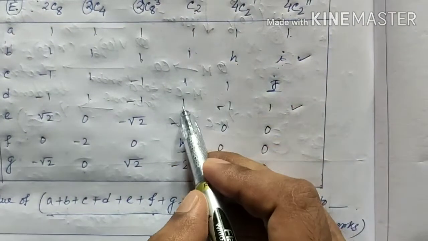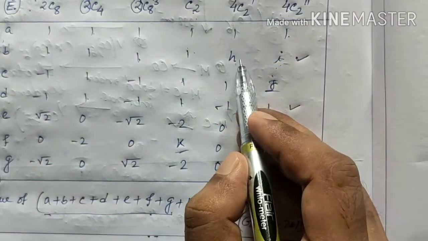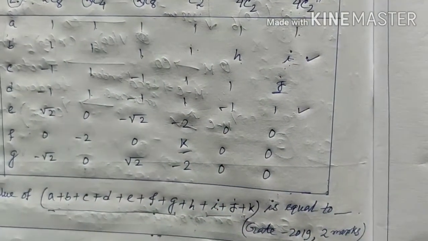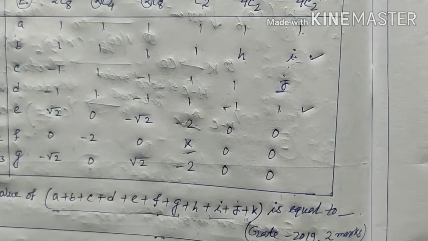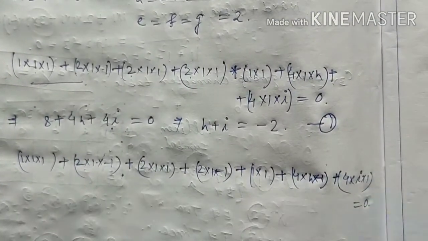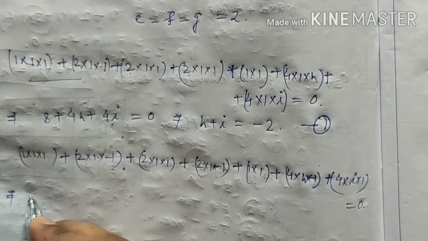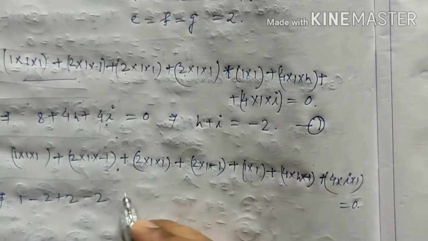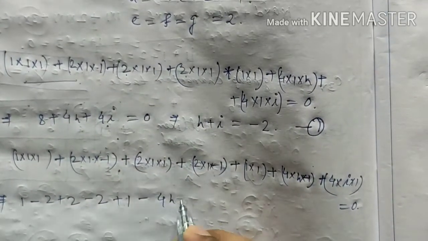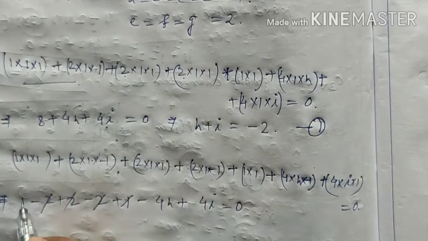plus 1 into 1 plus 4 into h into minus 1, at last 4 into I into plus 1, it will be equal to 0. I wrote this here as I said, and if we sum up this value, then it will be 1 minus 2 plus 2 minus 2 plus 1 minus 4h plus 4I is equal to 0. Then 2 will be cancelled out, and here 2 and this will be cancelled out.